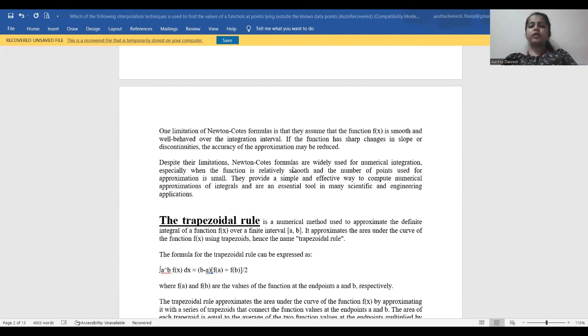Despite their limitations, Newton-Cotes formulas are widely used for numeric integration, especially when the function is relatively smooth and the number of points used for approximation is small. They provide a simple and effective way to compute numerical approximations for integrals and are essential tools in many scientific and engineering applications.